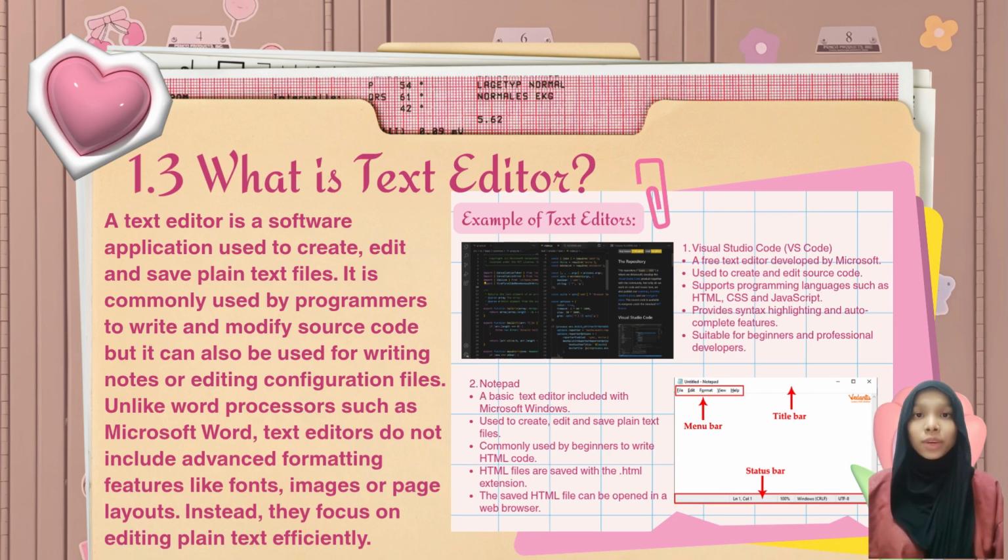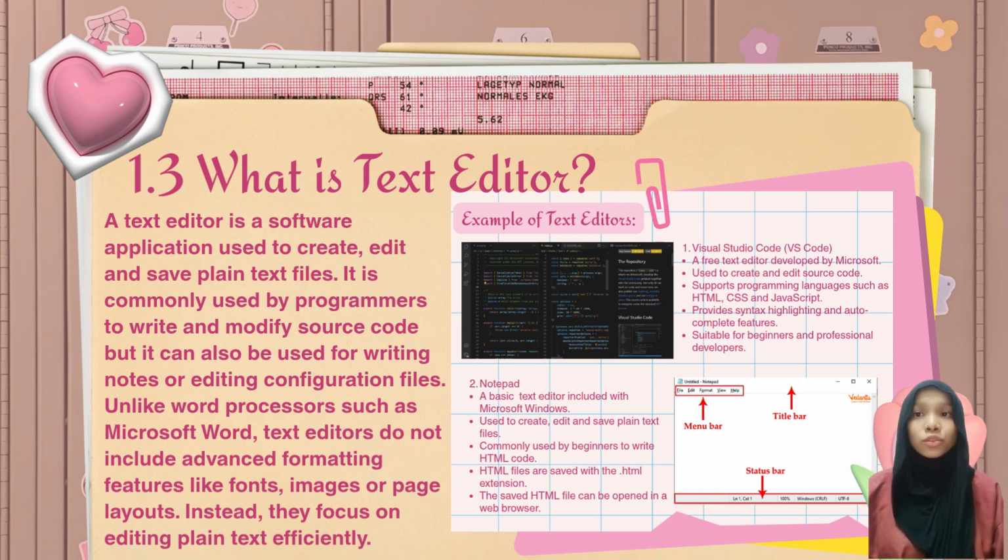Next, I will explain what a text editor is. A text editor is a software application used to create, edit, and save plain text files. It is commonly used by programmers to write and modify source code. Unlike Microsoft Word, a text editor does not include advanced formatting features such as fonts, images, or page layouts. Instead, it focuses on editing plain text efficiently.